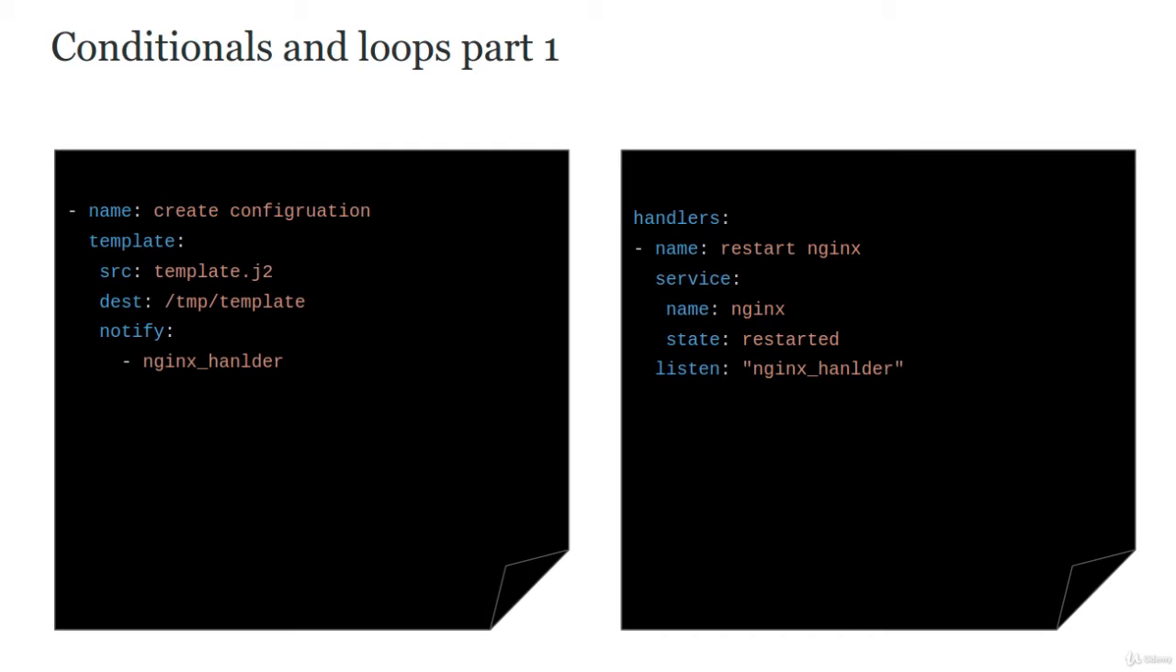And at the end of the playbook, this handler will be called. Currently, our handler is doing an Nginx restart. So after the template is generated and changes something, Nginx will be restarted. And if we run this playbook a second time, the template already exists on the target host, so nothing will be changed and Nginx won't be restarted.